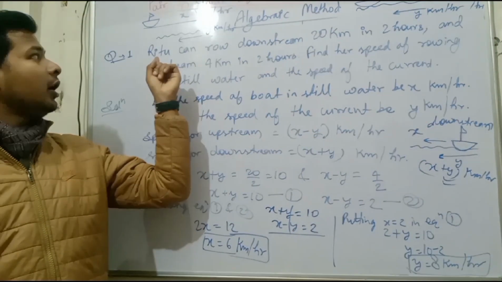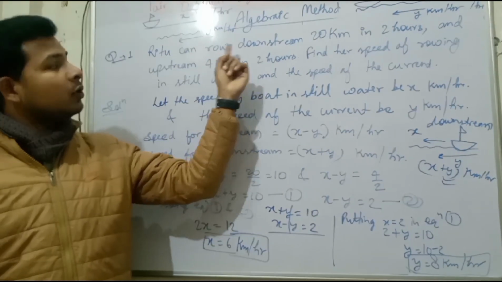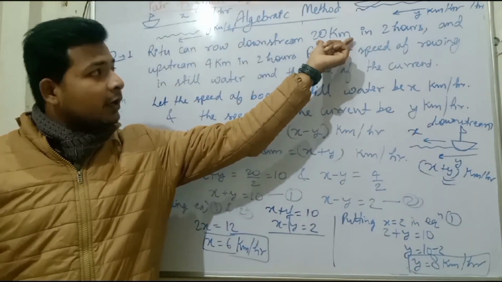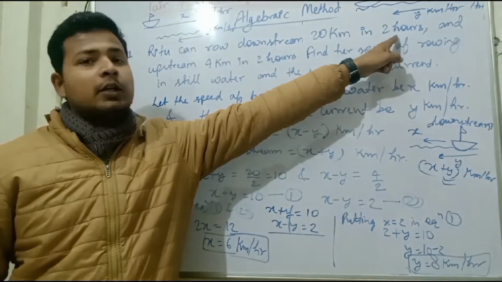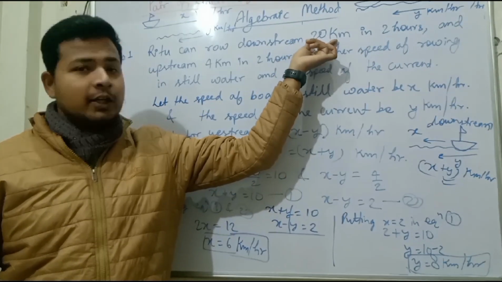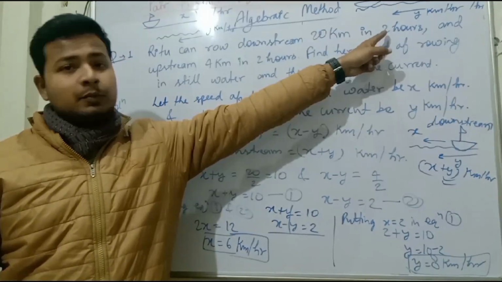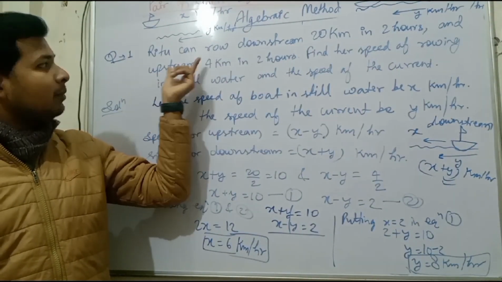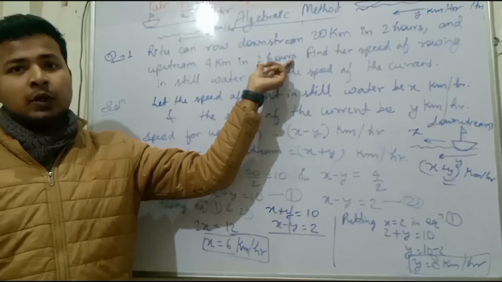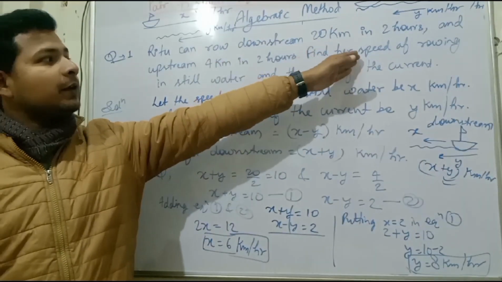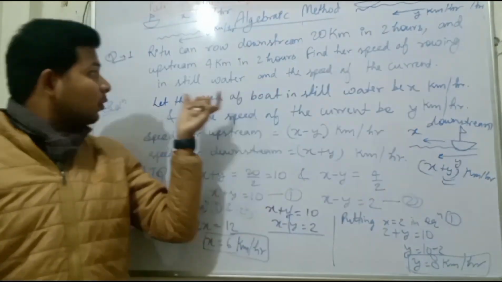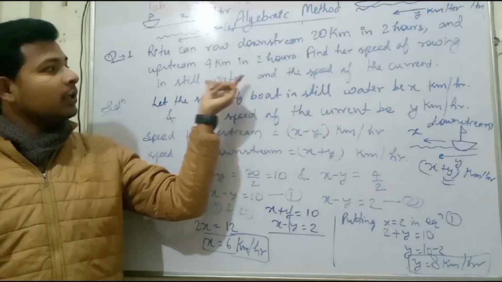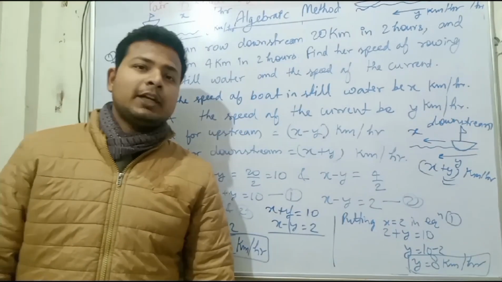Now we have to solve this question. Ritu can row a boat downstream 20 kilometer in 2 hours. The boat can travel 20 kilometer in 2 hours downstream, and upstream 4 kilometer in 2 hours. Now, we have to find the speed of rowing in still water and the speed of the current.